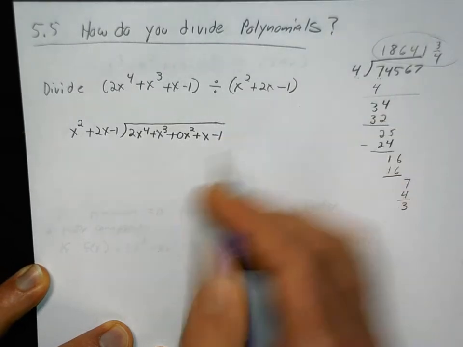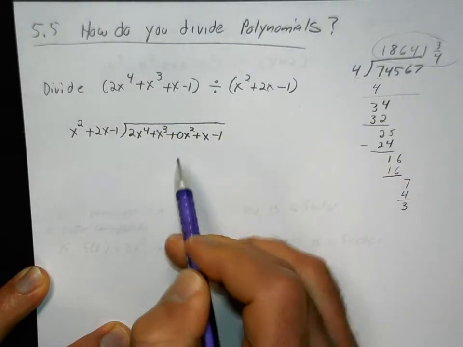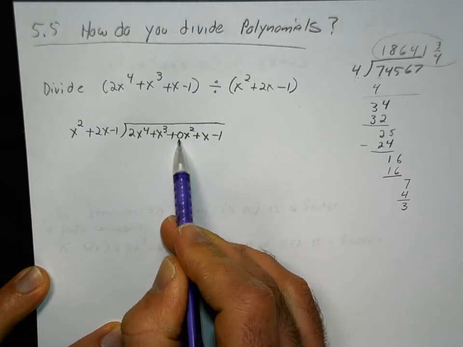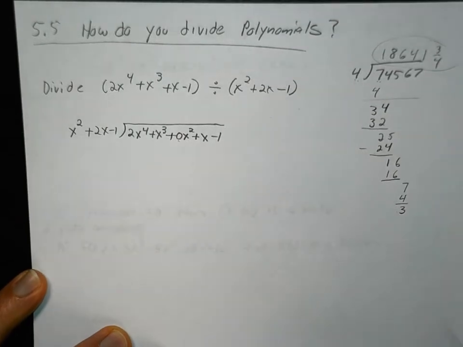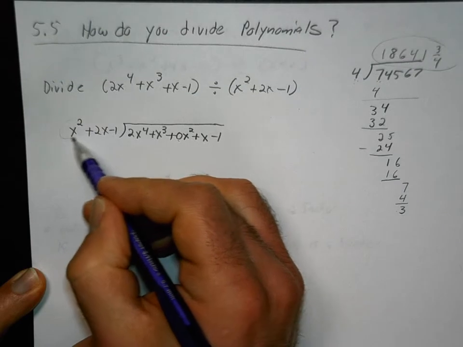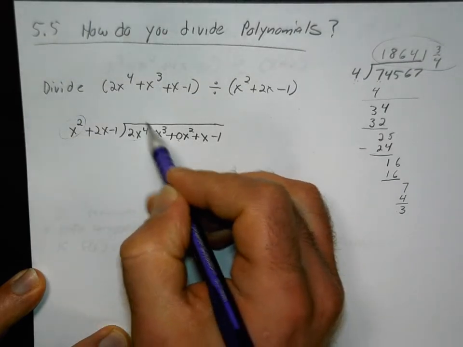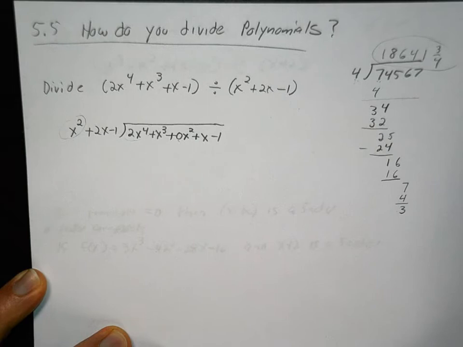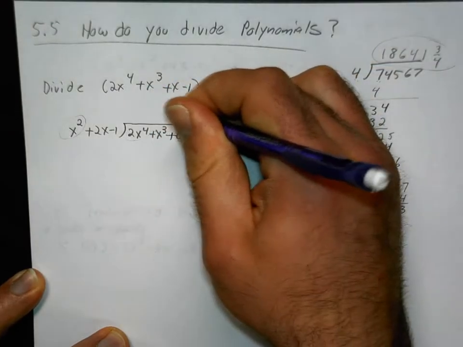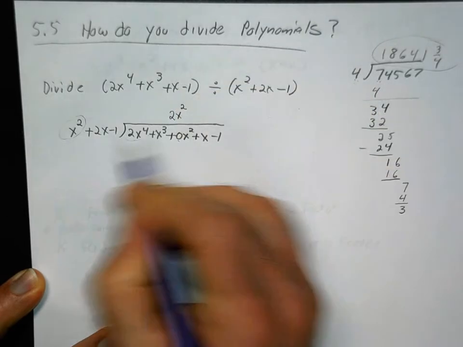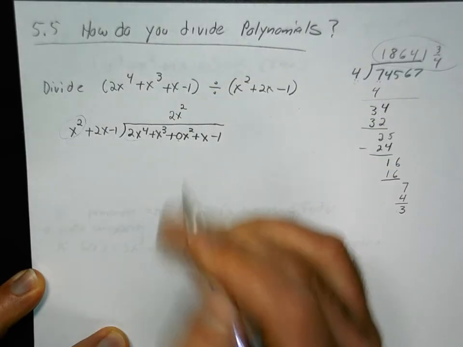Now, one thing I did is I don't have an x squared term, so I'm going to put one in there, but I'm going to put a 0 as the coefficient. 0x squared. Okay, that's going to help when I subtract things and keep things organized. Okay, so what I'm looking at is how many times does x squared go into this first term, 2x to the 4th. The other way to think about it is, what do I have to multiply x squared by to get 2x to the 4th? And that would be 2x squared. Because 2x squared times x squared would be 2x to the 4th.